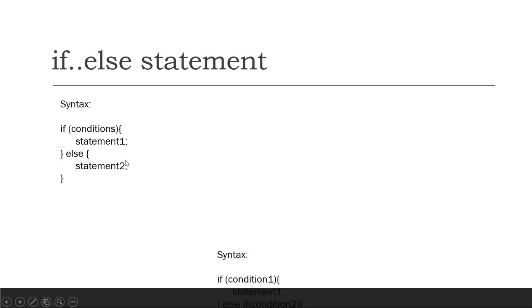This statement is useful to perform a task depending on whether a given condition is true or false. A task represents a single statement or a group of statements. So let us see what is the syntax to define it in Java. There should be some condition. If this condition is satisfied, then it will come to the if block, or if this condition is failed or not satisfied, then it will go to the else block. Then this statement will be executed.